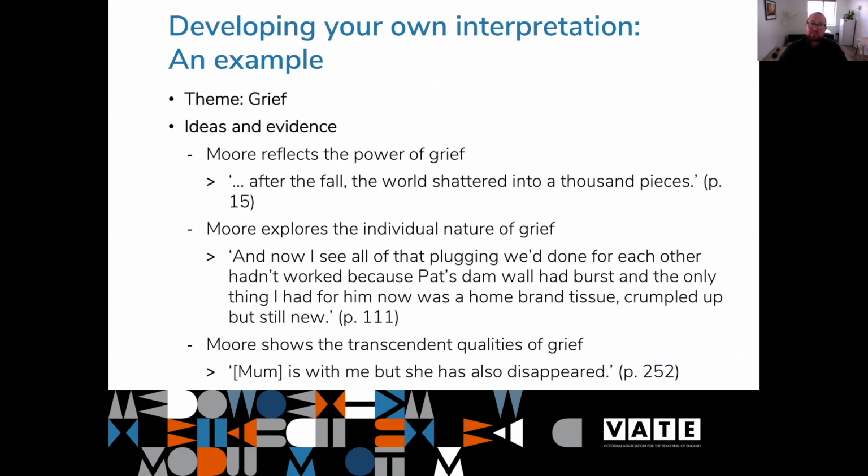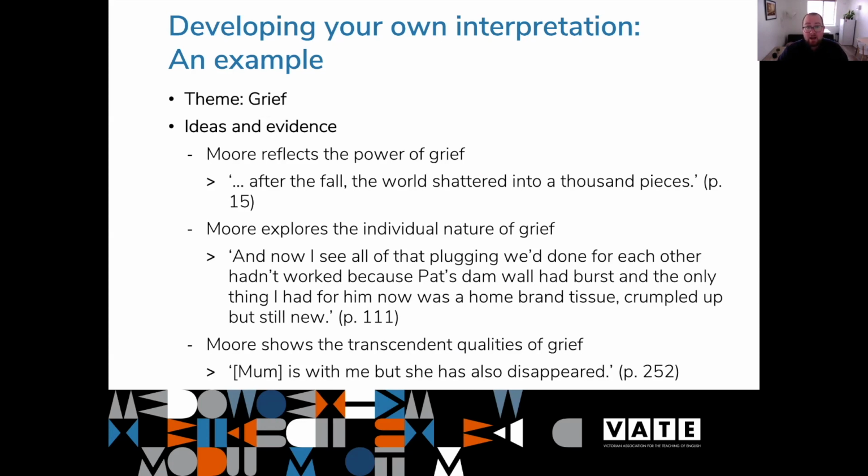I'm starting with the theme of grief, and you will remember that there are a number of themes I identified in the text, but for the purpose of this, I'm going to look at that theme. What I'm going to work through now in terms of developing my interpretation is to think about what I believe the author, Cath Moore, is suggesting about grief in the text. So I've taken that theme, and then I am unpacking the ideas around that theme in the text.